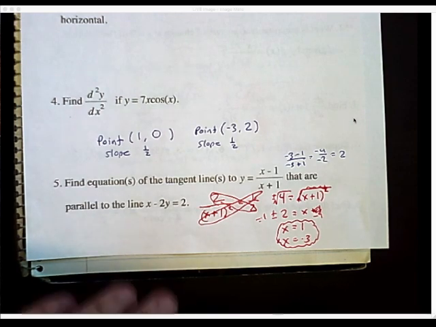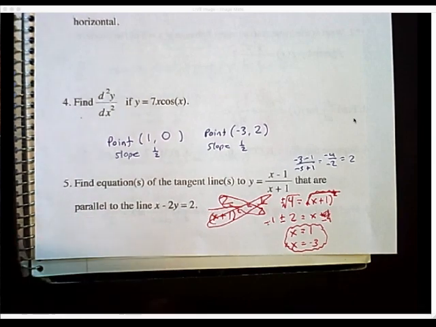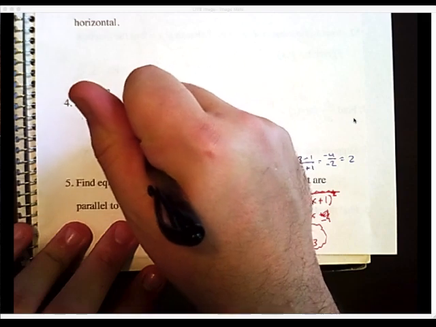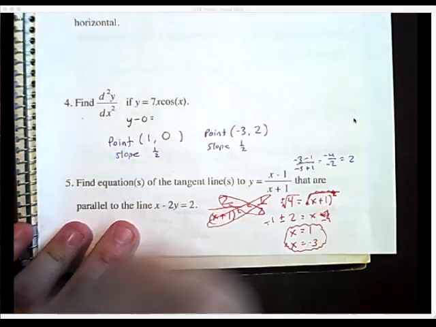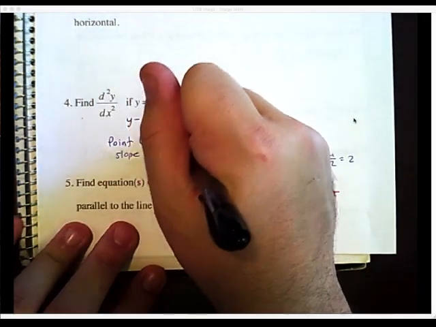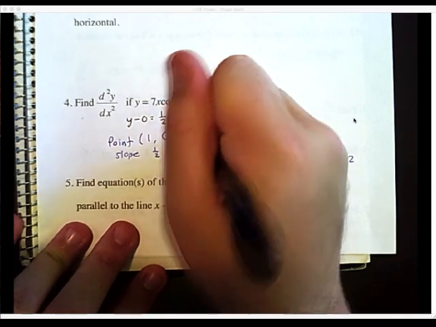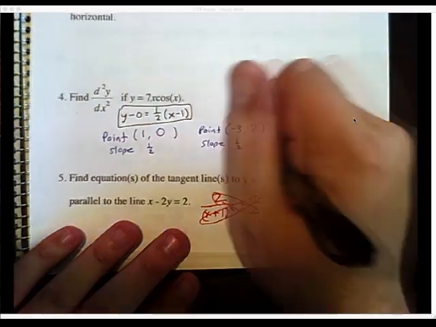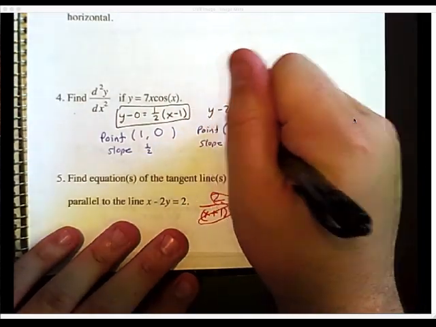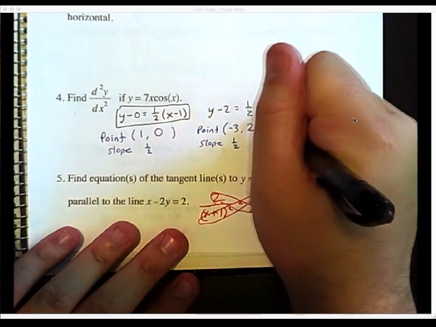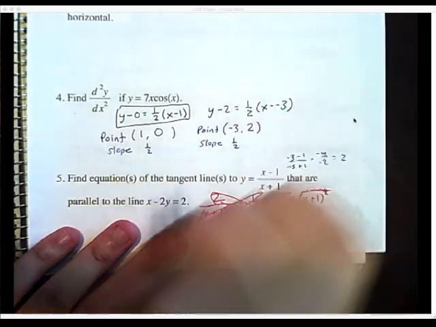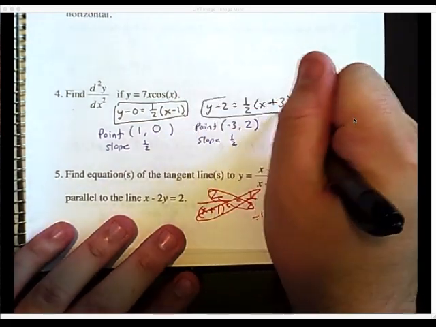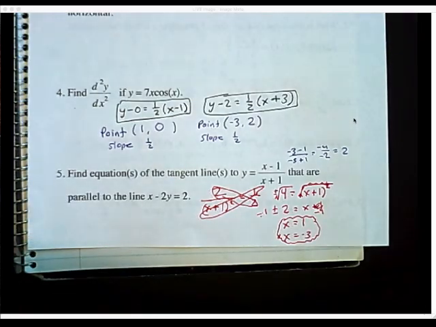So my two tangent lines, I have two unique tangent lines here. The equation for the first one would be y minus 0 equals 1/2 x minus 1. That's one answer. And the other answer is y minus 2 equals 1/2 x minus negative 3. And those two negatives next to each other come here.